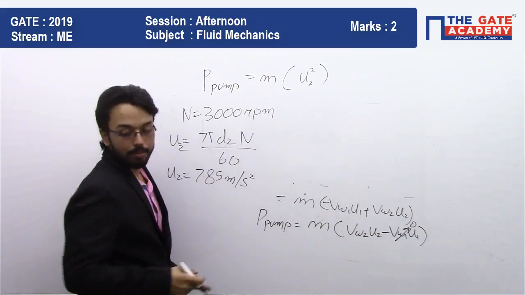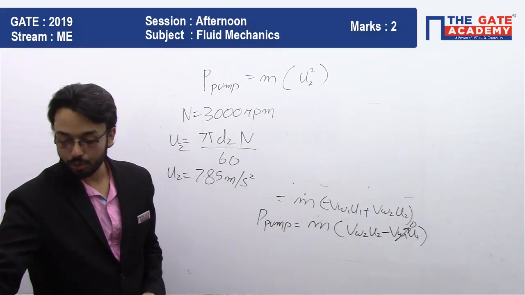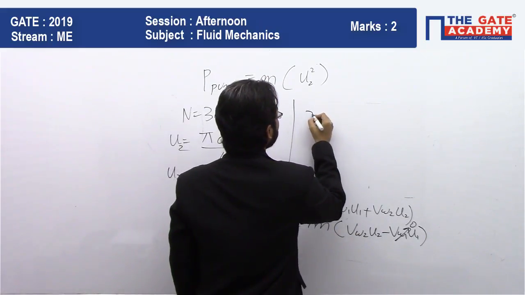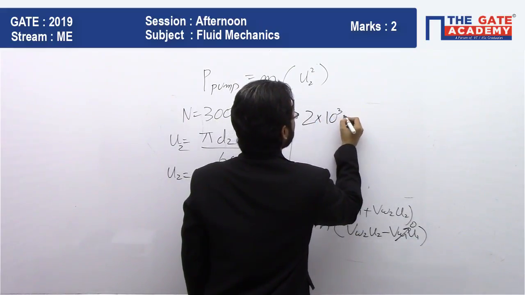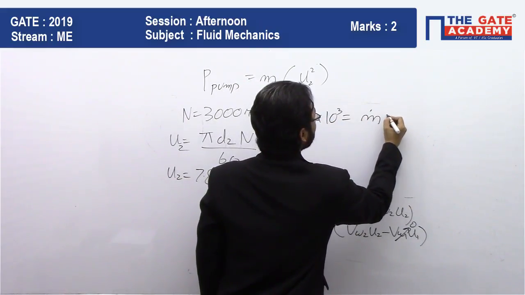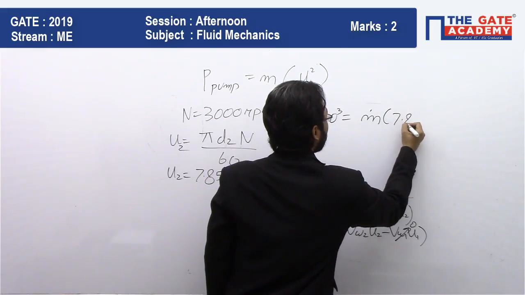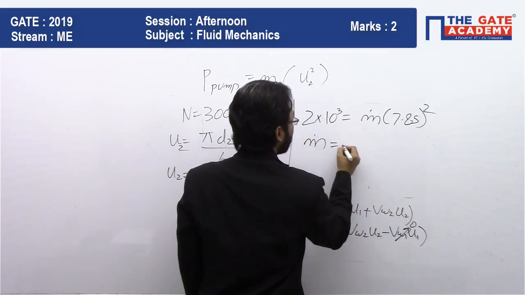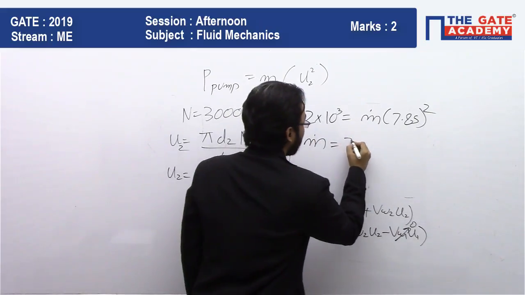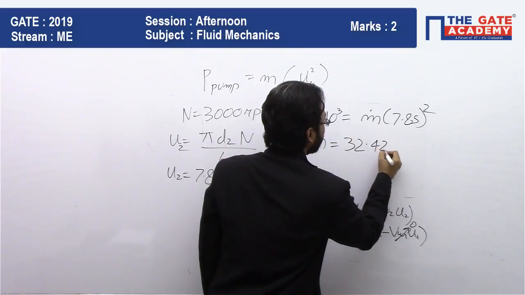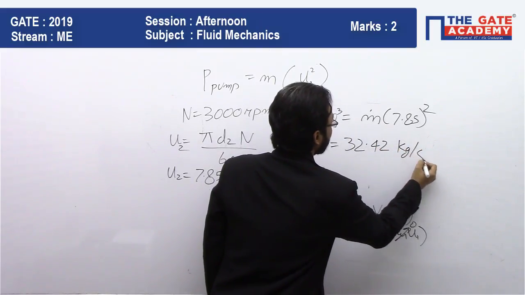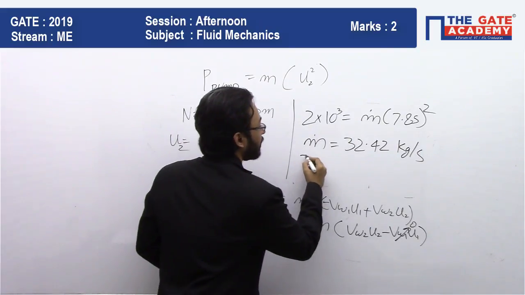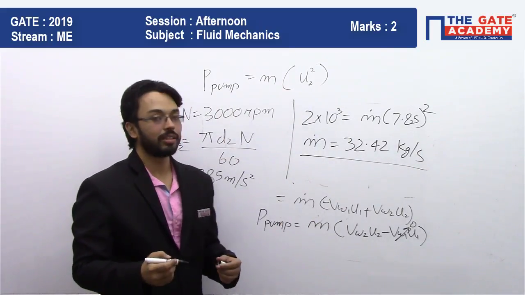Now just substitute it. Power, they had given that the pump consumes 2 kilowatt. So the power is 2 into 10 to the power 3, equal to mass flow rate into 7.85 square. So this will give you the result. M is equal to 32.42 kg per second. This is the answer that they were asking.